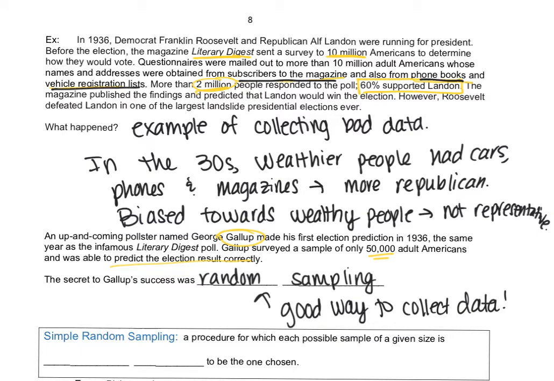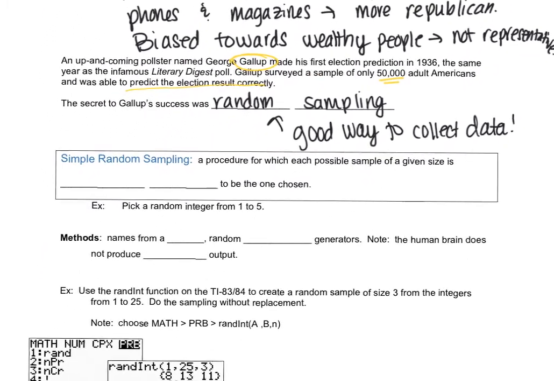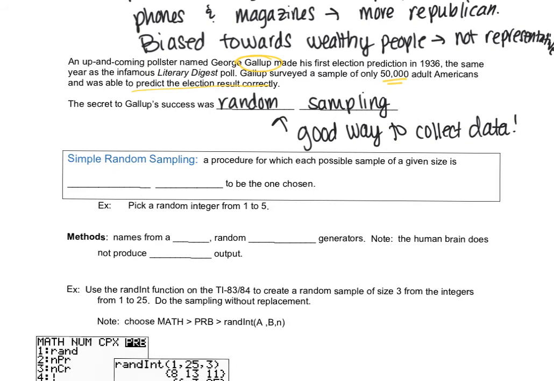So let's look at simple random sampling. This is one of the best ways to collect data, and you can usually make really good predictions if you collect data with a good method. So we have simple random sampling. Sometimes it's abbreviated SRS just to write less. But it's a procedure for which each possible sample of a given size is equally likely to be chosen. So every single person has an equal chance of being chosen.